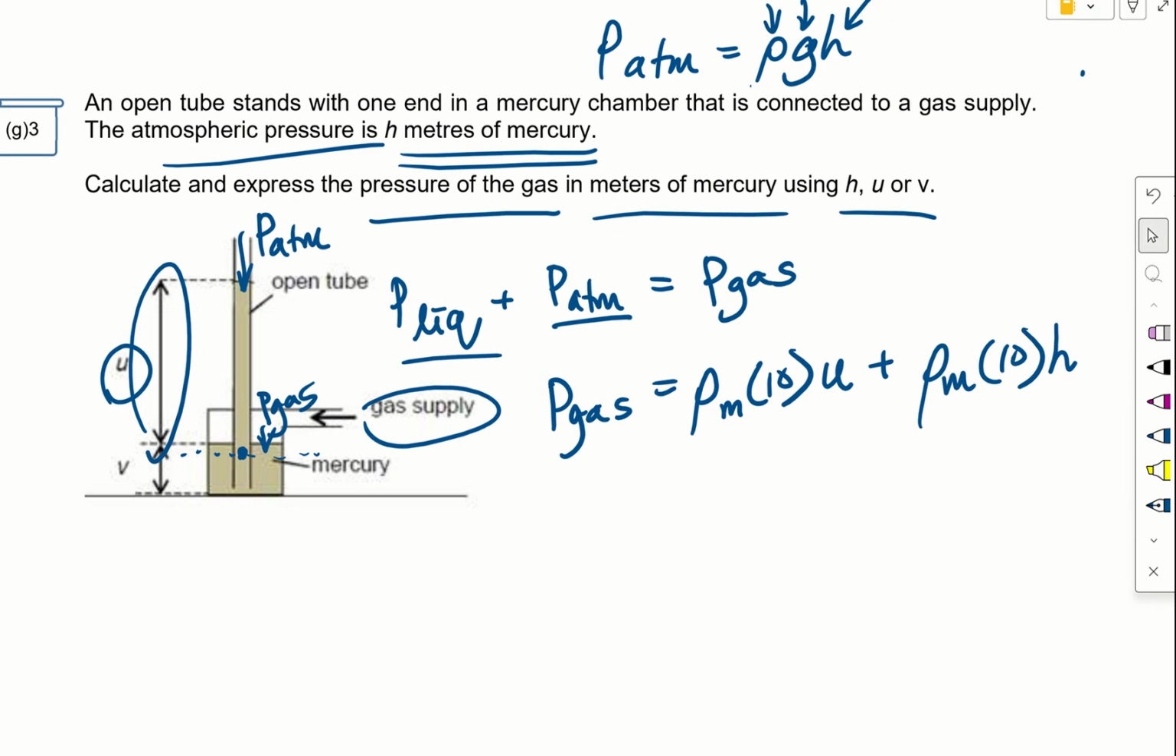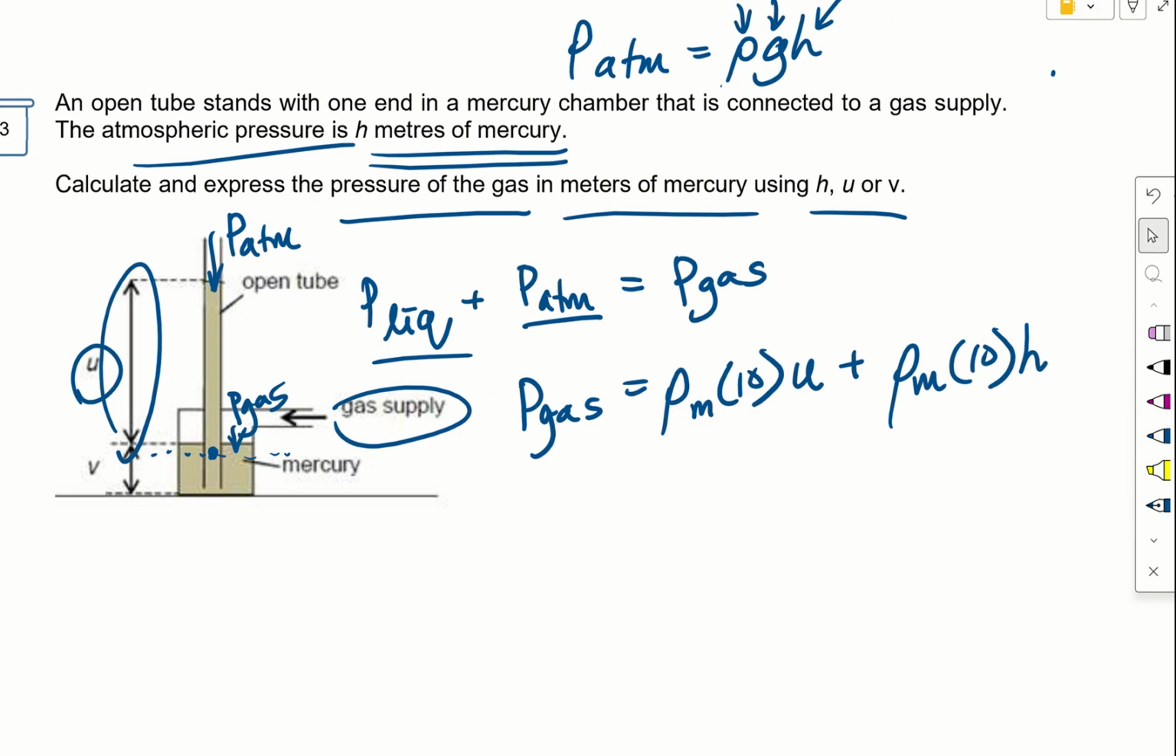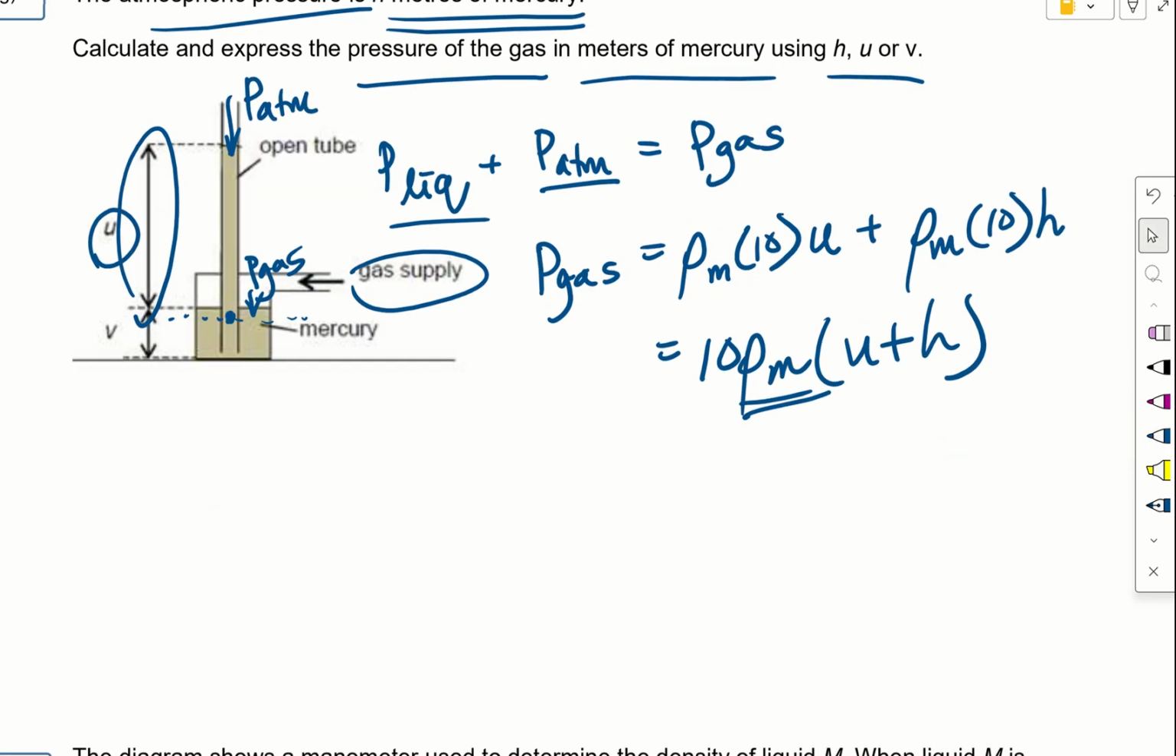Okay, yes. So what is common is that we have 10 and density of mercury, so it will be U plus H. Okay, so that will be the answer. Now if I give you the value of density of mercury, then you can find the answer.